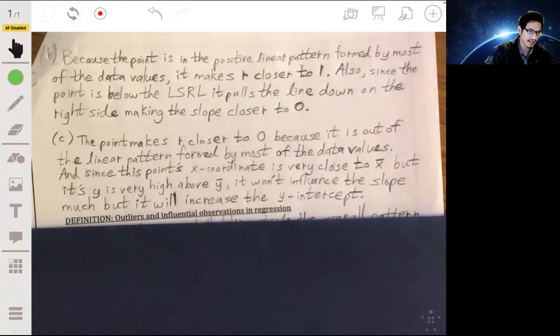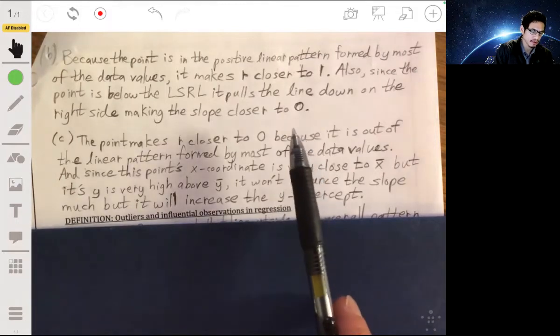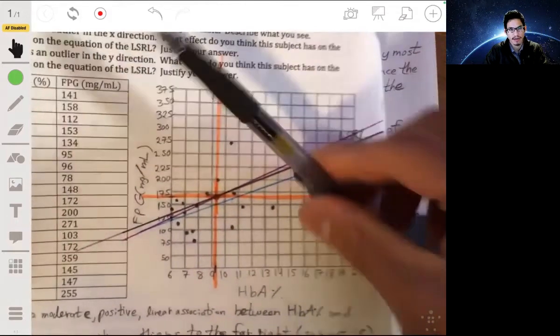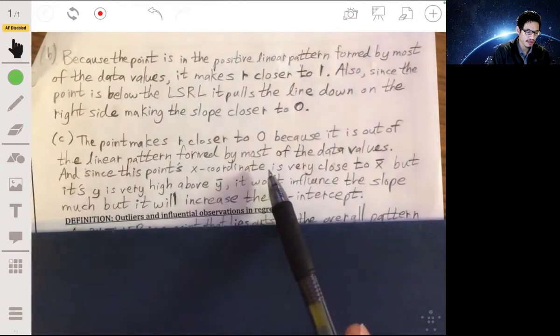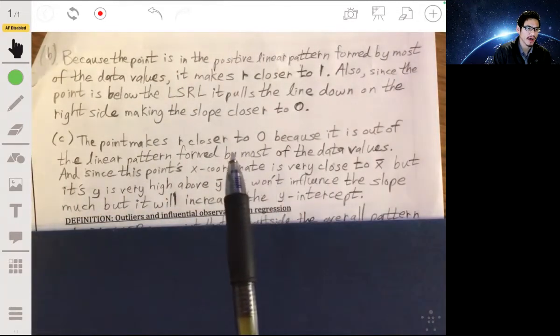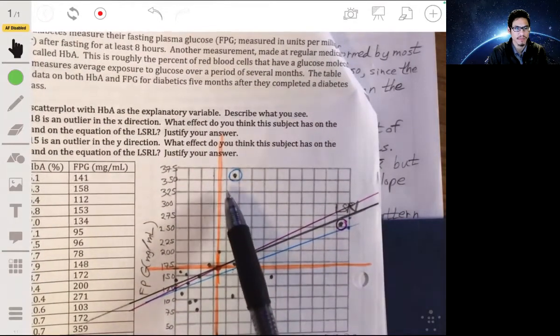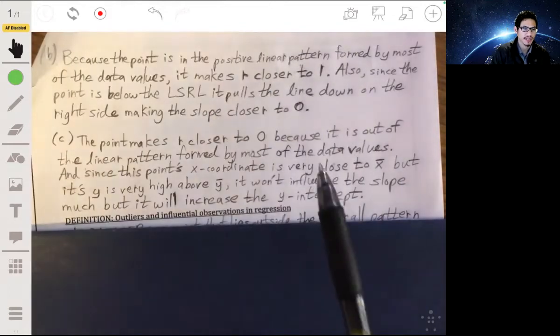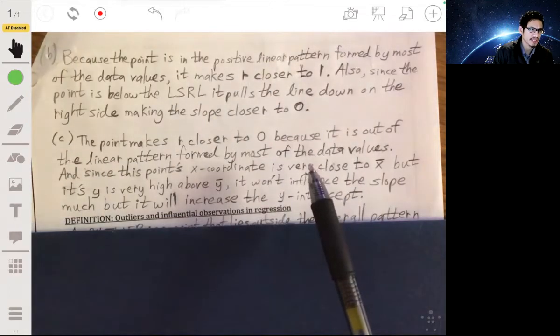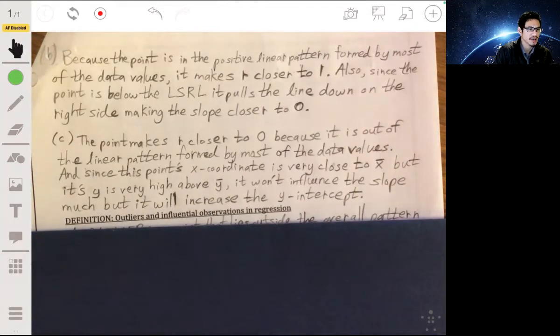And also again it made the line a little more flat, making the slope closer to 0, because it's like tilting it that way. Now for the other one, since it's far above the mean of x and way above the mean of y, it's way up here. It makes the correlation weaker, but it doesn't really change the slope by much, so it's not what we'd call influential, which is what we're going to look at next.